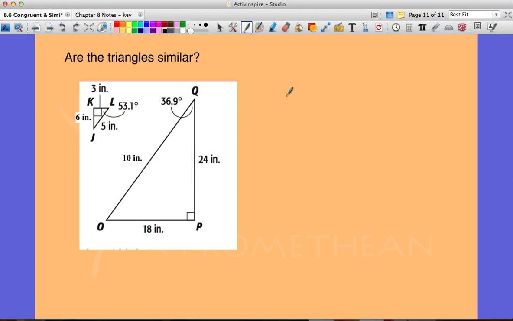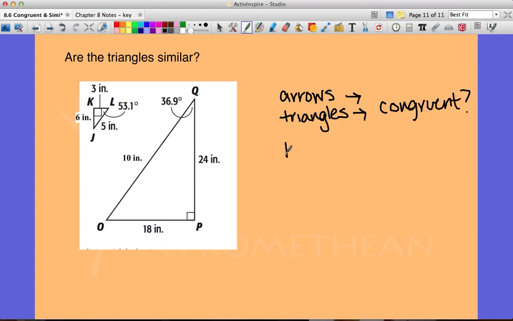So on Edmodo, you need to post about the arrows, the triangles, and whether or not they're congruent. And you also need to post about these triangles and whether or not they are similar. Okay, so you can just have yes or no listed for your answers for tonight on Edmodo.